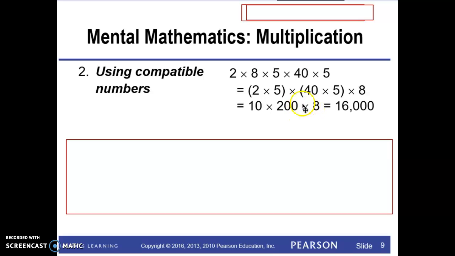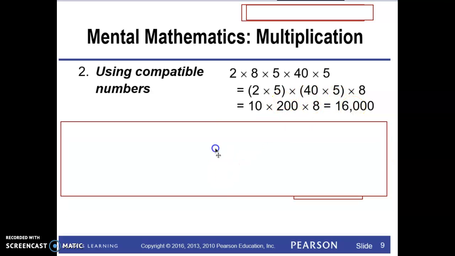And then 8 groups of 2,000, if I think about this backwards, 8 groups of 2,000 would give me 16,000. So if you just think about it as groups and things in groups, 10 times 200 is not bad. 10 groups of 200 is 2,000, and 8 groups of 2,000 is 16,000.